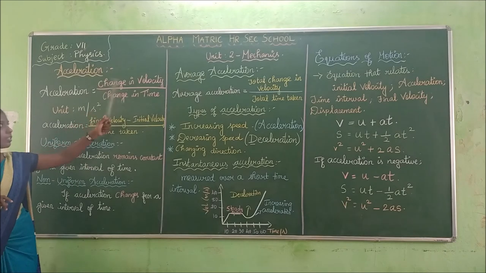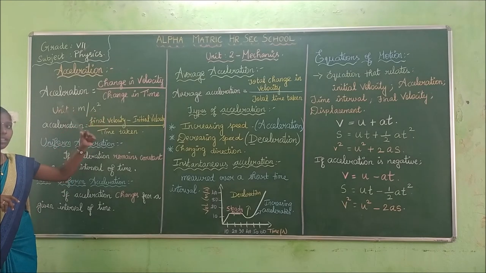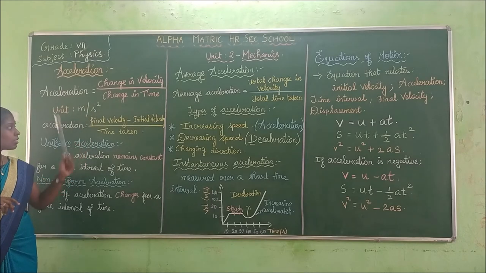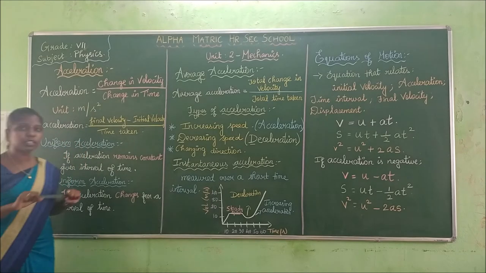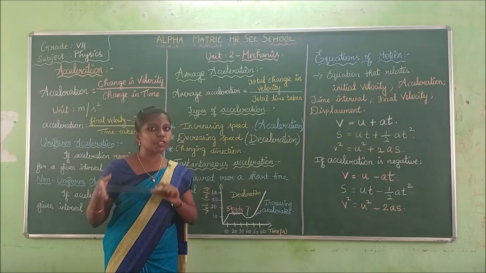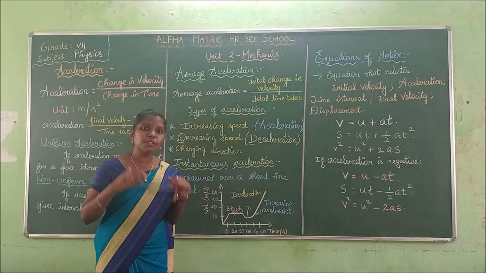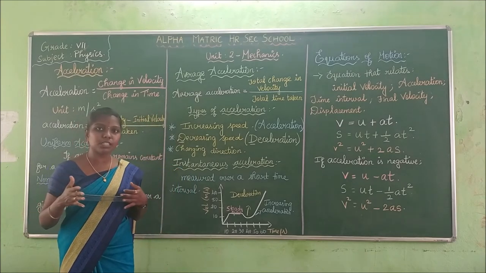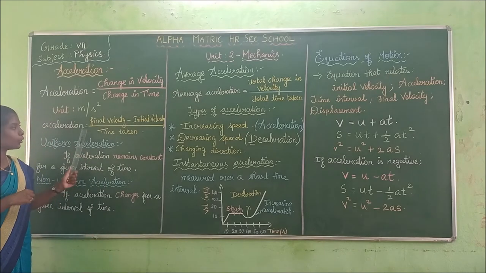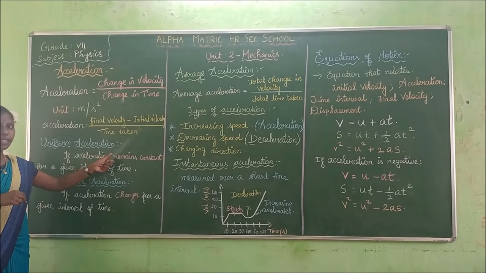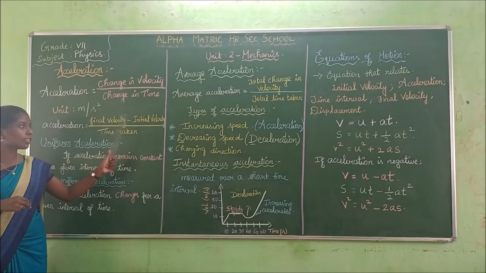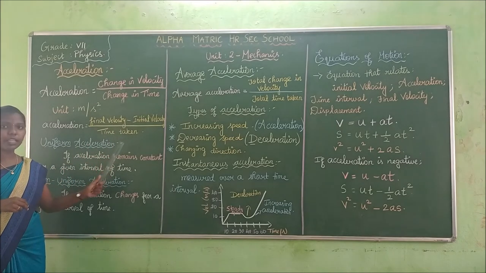Acceleration is equal to change in velocity by change in time. Unit of acceleration is meter by second square. Change in velocity is nothing but the difference between final velocity and initial velocity. So, acceleration is equal to final velocity minus initial velocity by time taken.